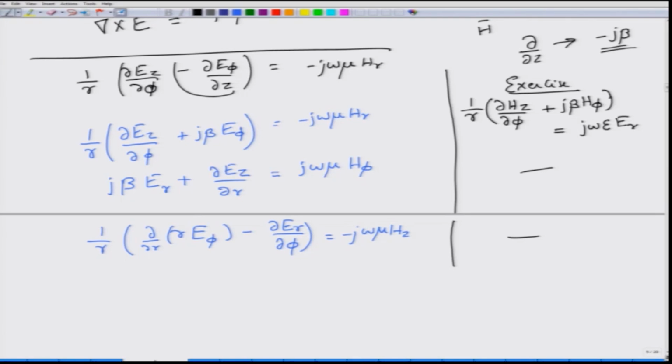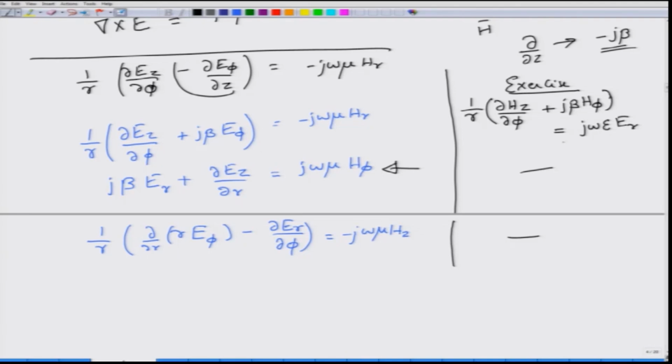How do I do that? Well, I have to try and equate a couple of these equations. For example, if I look at this one, I know that ER is given here. So, if I look at this equation, to the left hand side I have j beta ER, there is del Ez by del R, and then j omega mu H phi.